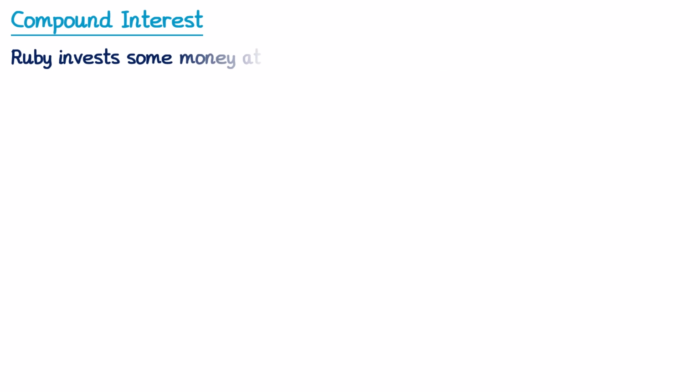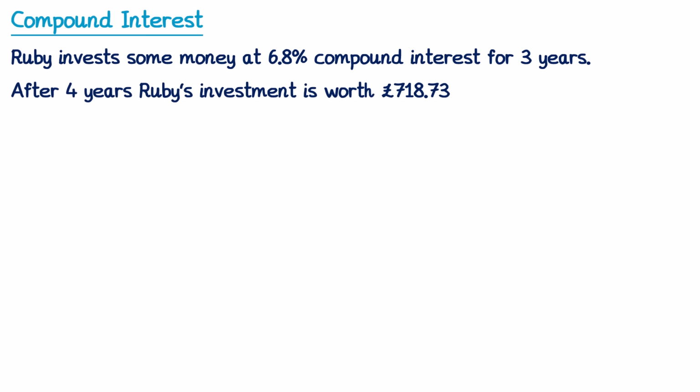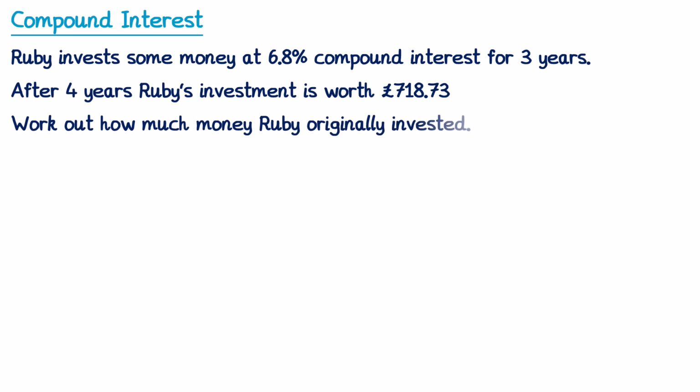In this next question, we're told that Ruby invests some money at 6.8% compound interest for 3 years. After 4 years, Ruby's investment is worth £718.73, and we need to work out how much money Ruby originally invested. Normally, we start a compound interest question with the amount of money originally invested, but in this question, that's what we're trying to work out.